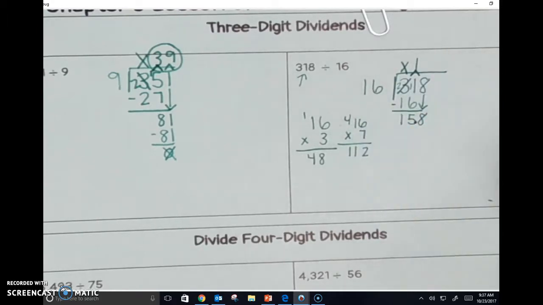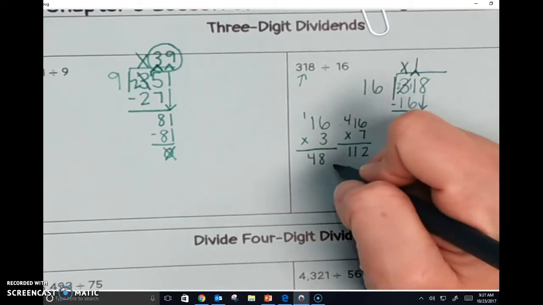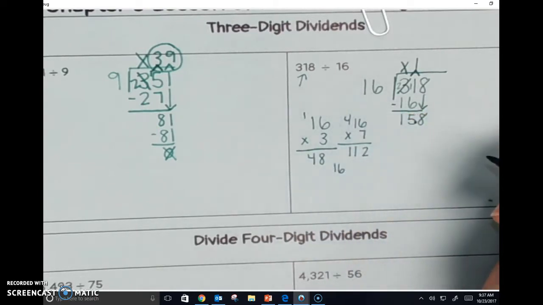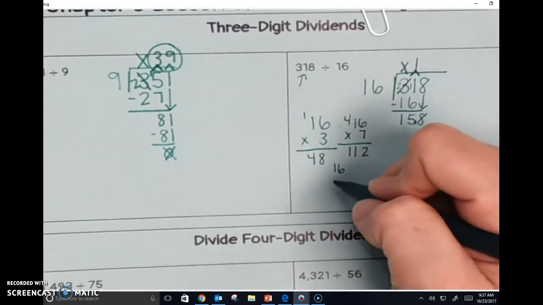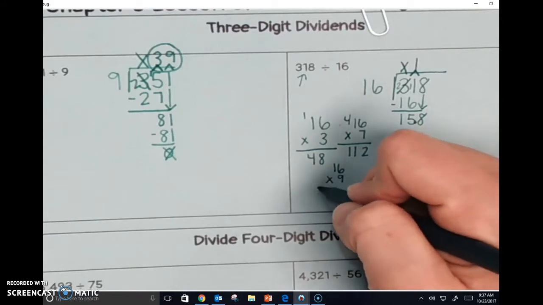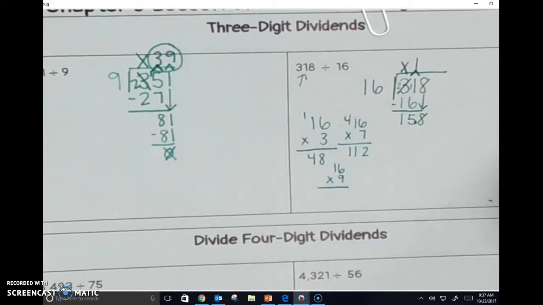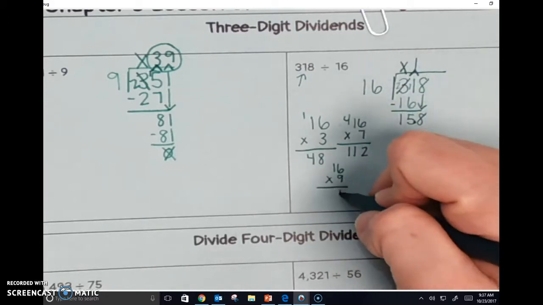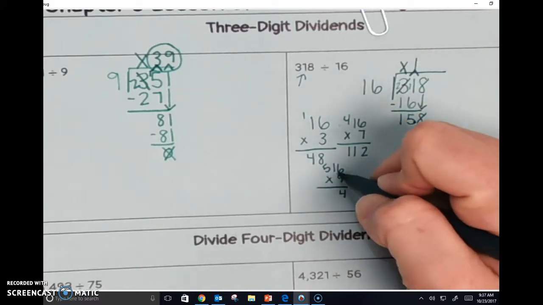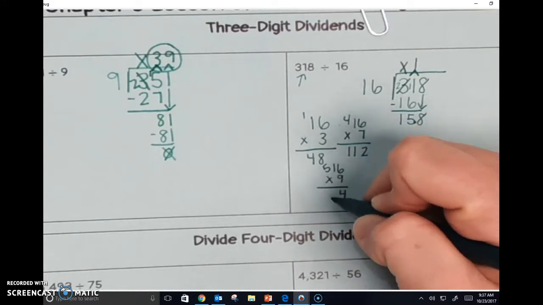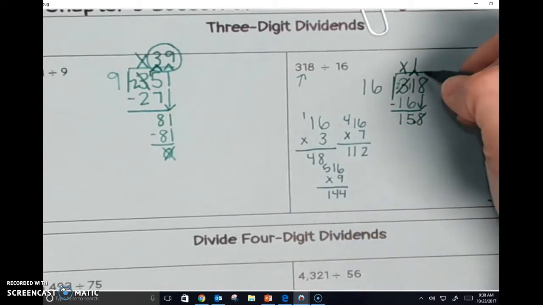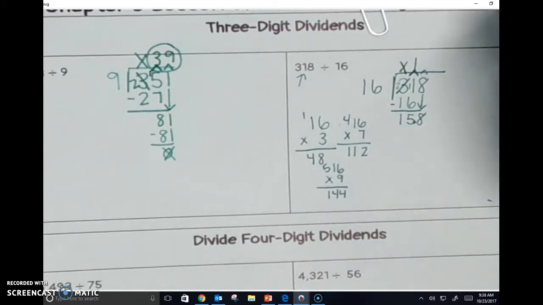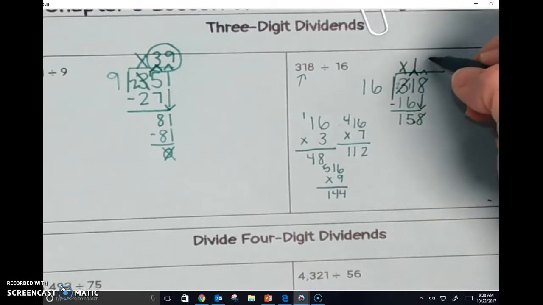I think it's going to have to be bigger. 9? 8? Because I know that 16 times 10 is 160, right? So it's going to have to be just a little smaller than that. So 6 times 9 is 54. Yeah, it is 8. So it has to be 9.